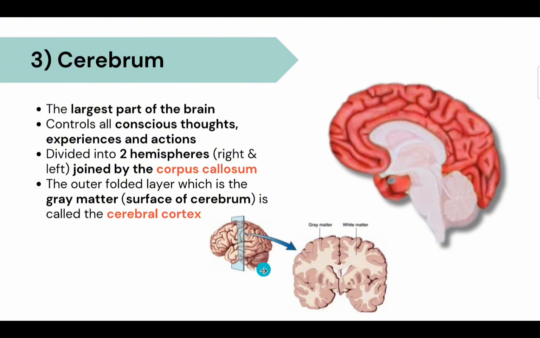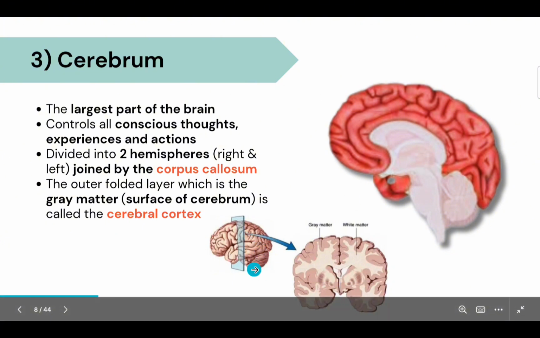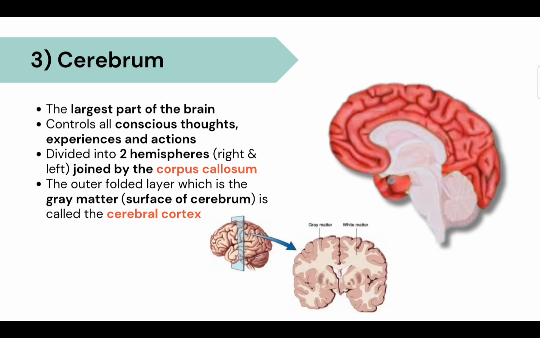As you can see from the picture below, the brain is sliced through, and when the brain is sliced, you can see the gray matter and the white matter parts of the brain. The gray matter is the surface of the cerebrum, which we call the cerebral cortex. This cerebral cortex we will cover more later. Alright?